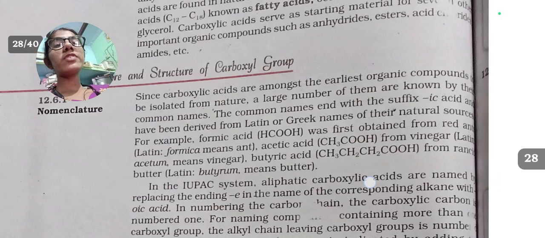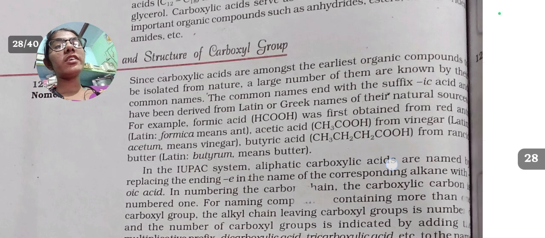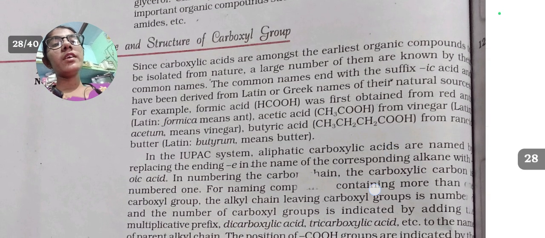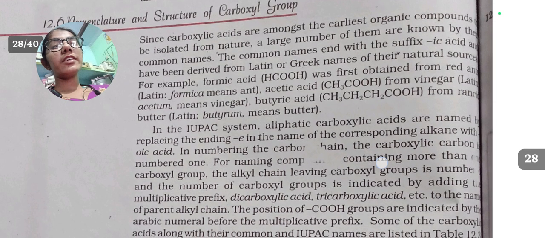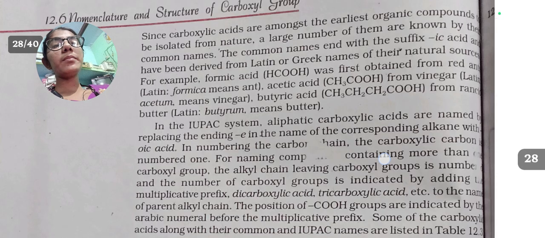Nomenclature: carboxylic acids are among the earliest organic compounds to be isolated from nature. A large number of them are known by common names. Common names end with the suffix acid and have been derived from the Latin or Greek names of their natural sources. For example, formic acid was first obtained from red ants, and Latin formica means ant. Acetic acid is from vinegar, Latin acetum means vinegar. Butyric acid is from rancid butter, Latin butyrum means butter.